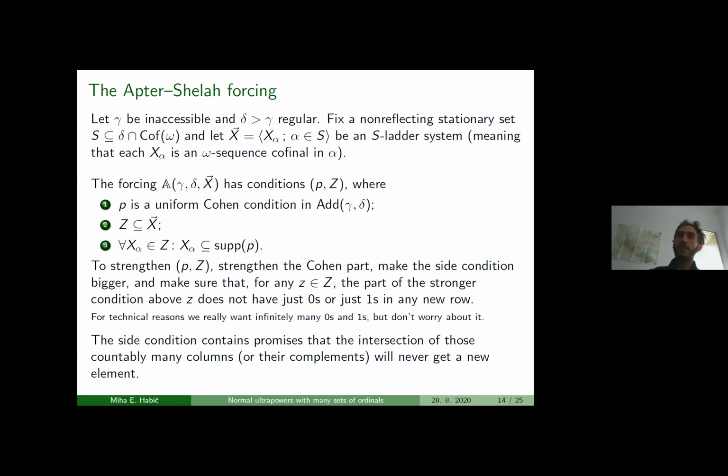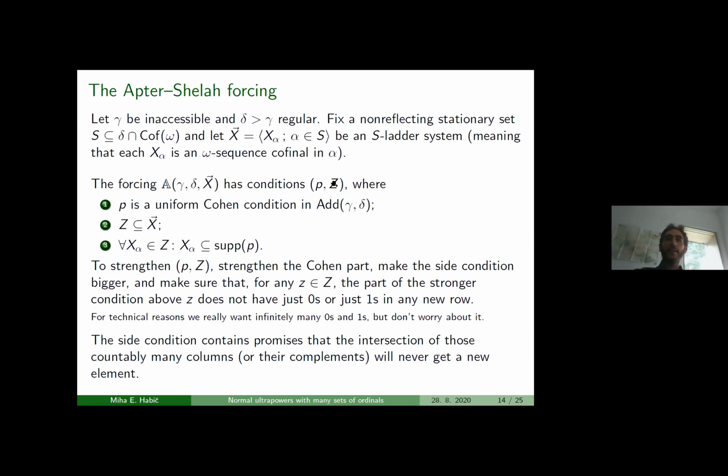Now the additional stuff that I'm carrying around is a non-reflecting stationary set S. It's a subset of delta, but it concentrates on cofinality omega points. And I fix an S ladder system X vector. What does that mean? X vector is a sequence of sets indexed by S, and each X alpha is an omega sequence that's cofinal in alpha. So I fix a bunch of witnesses that things in S have cofinality omega. These sets X alpha, these ladders, as they're called, are going to be the stuff that I put into my side conditions.